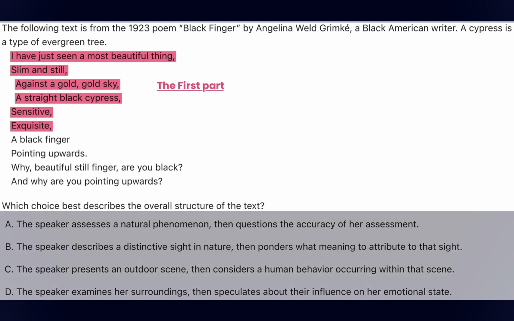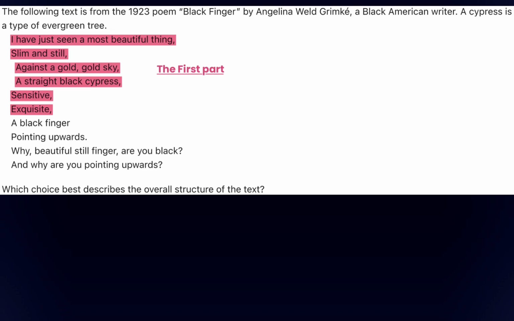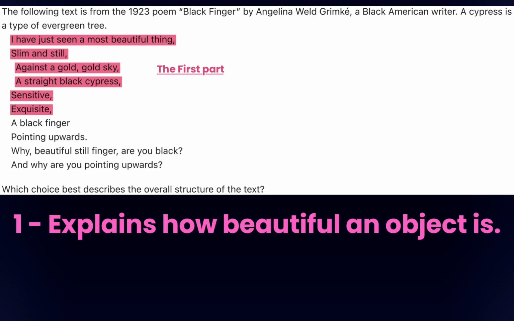The first half says, I have just seen a most beautiful thing, slim and still, against a gold sky. A straight black cypress, sensitive, exquisite. So we can see that this explains how beautiful something is.